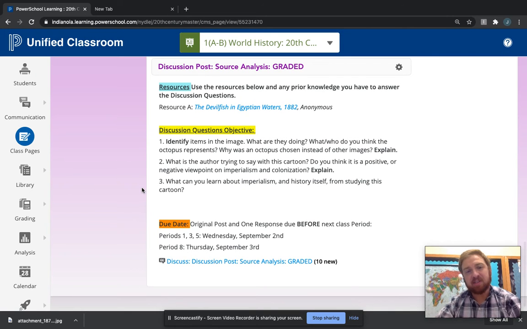The due date for this, I'd like to see this ready by Wednesday so that we can get rolling on this. Have your original post ready by Wednesday for sure. And then don't forget you need to respond to at least one classmate. I would ask that you get that response done by Friday so that way we can look through this. For now, that's all I have.